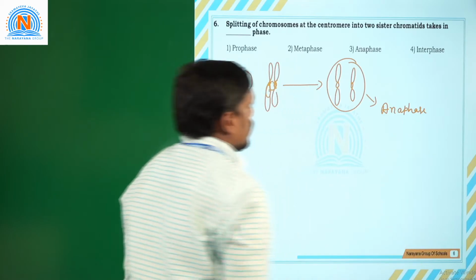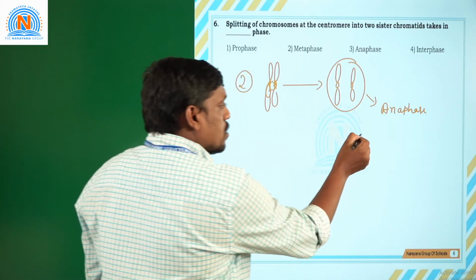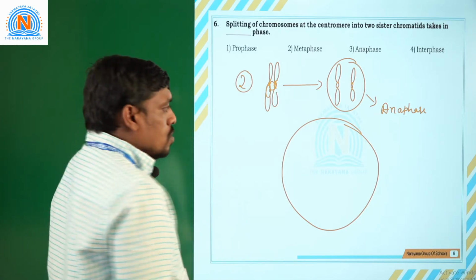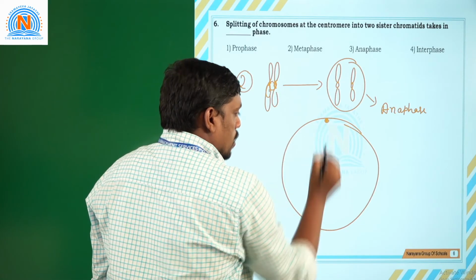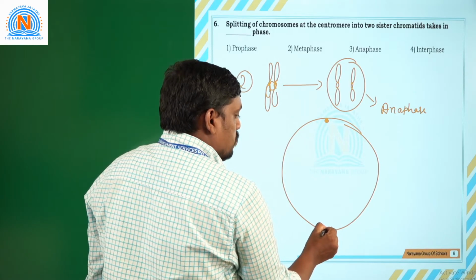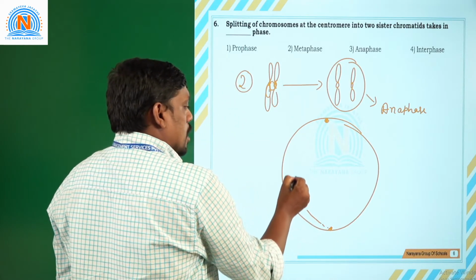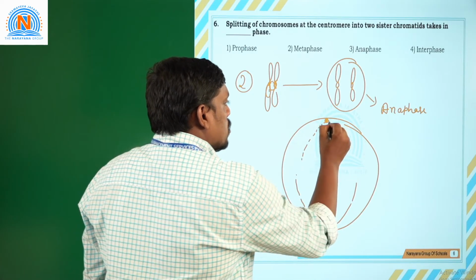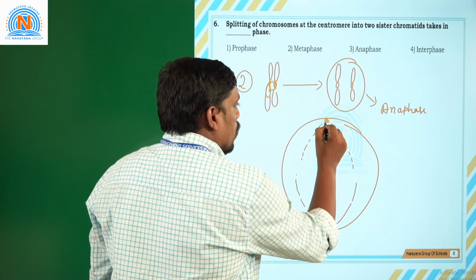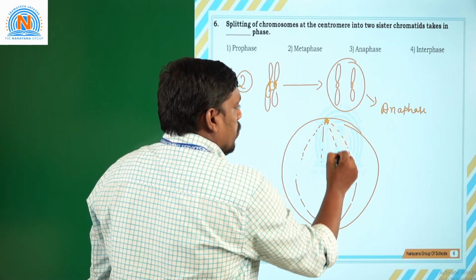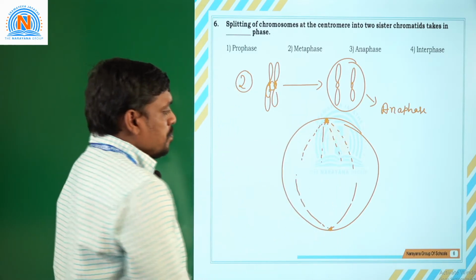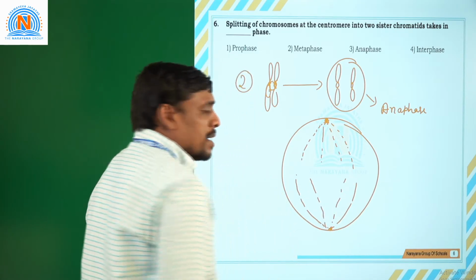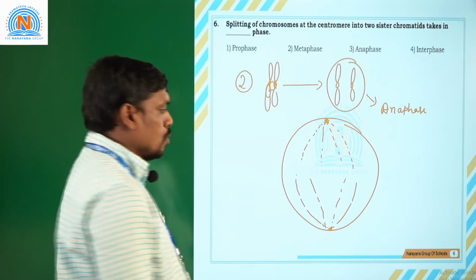During anaphase, how does this stage look? Look at the cell. Imagine it is a cell. From the anterior portion and the posterior portion of the cell, fiber-like structures appear. What are these fiber-like structures called? Spindle fibers. Now, with the help of these spindle fibers, the sister chromatids are separated into individual chromosomes.